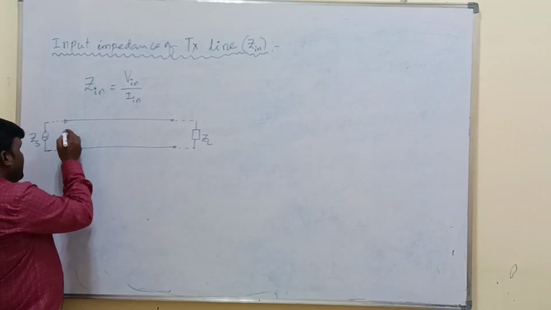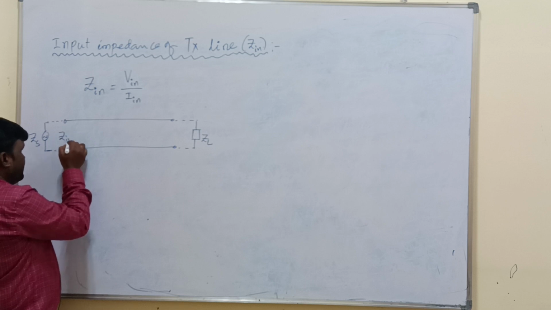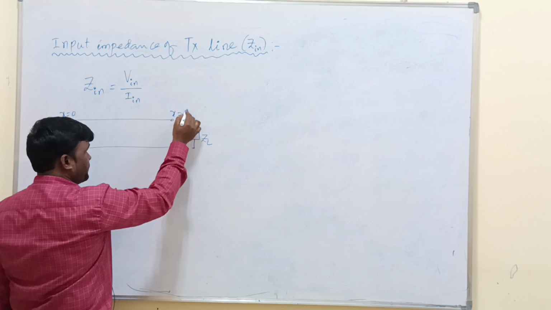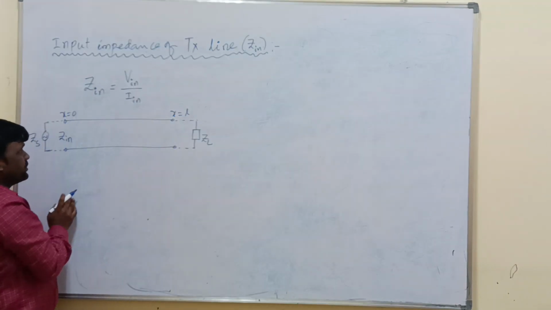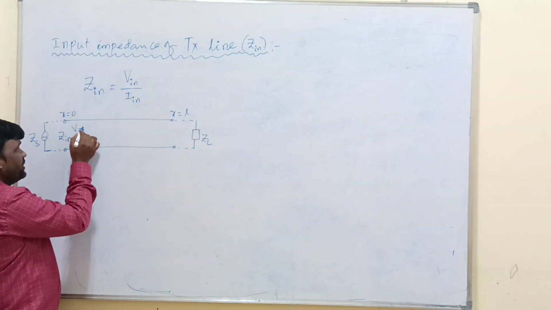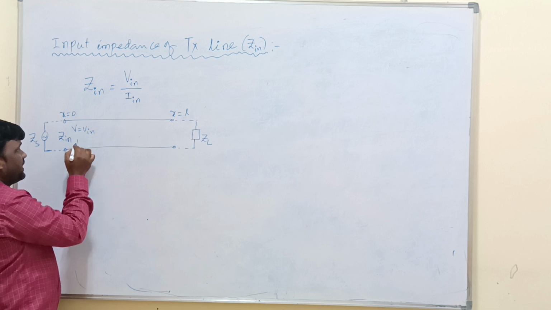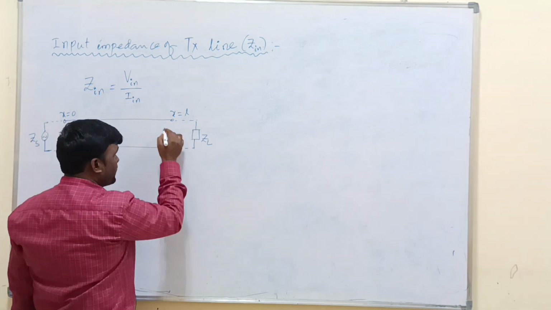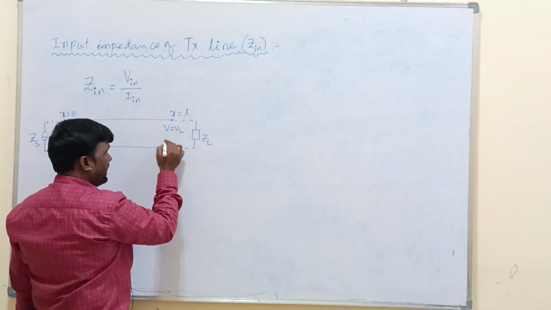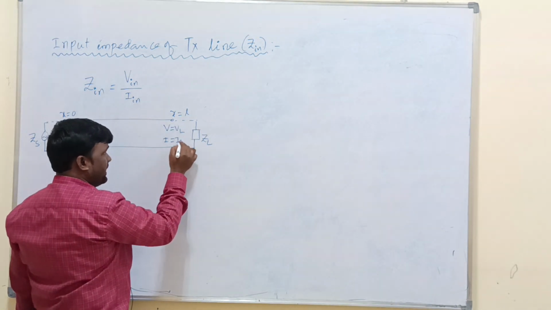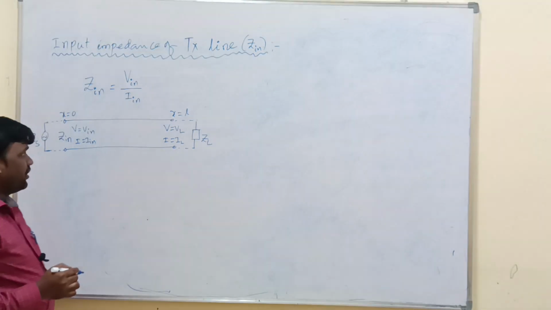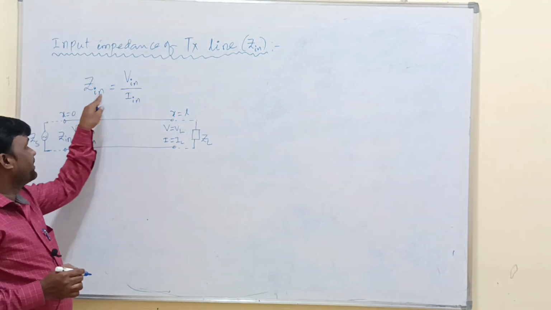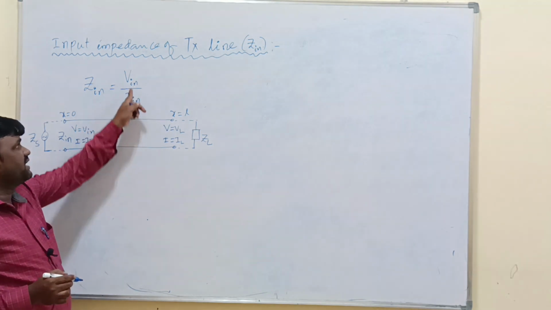Here, this is Zin. This location is x equal to 0, and this location is x equal to L. At x equal to 0, the voltage V equals Vin, and the current can be taken as Iin. At x equal to L, V equals VL and I equals IL. Now by using these x equal to 0 and x equal to L concepts, we can derive this Zin. Zin is Vin by Iin.